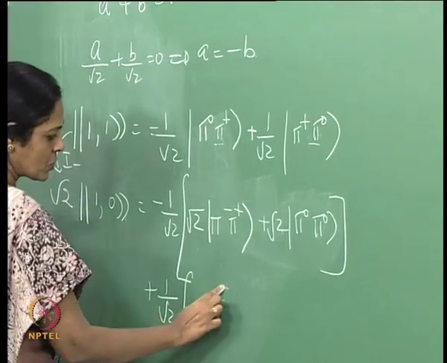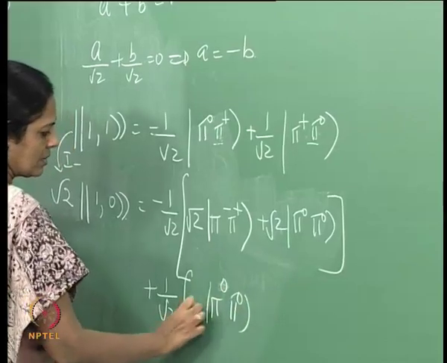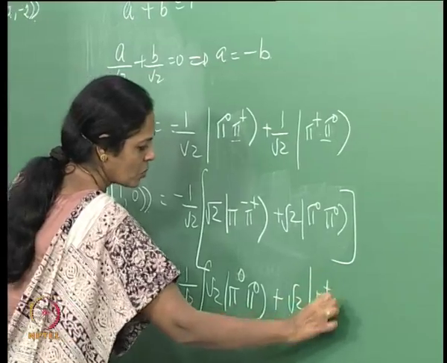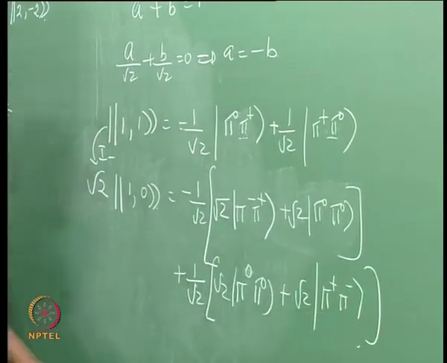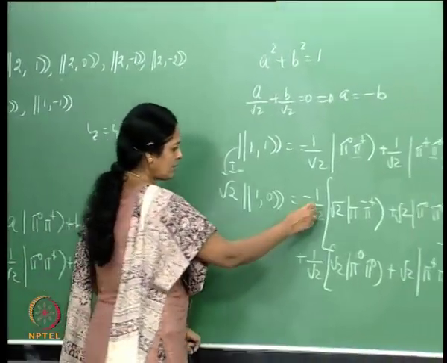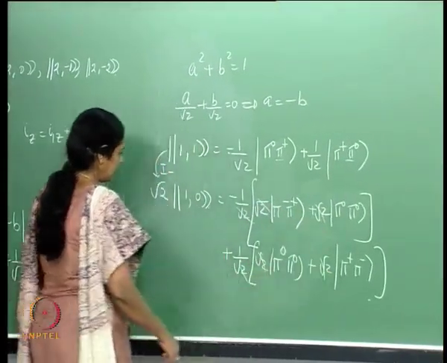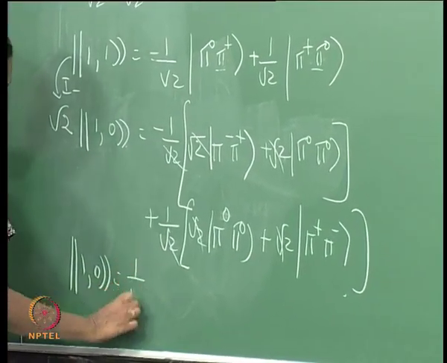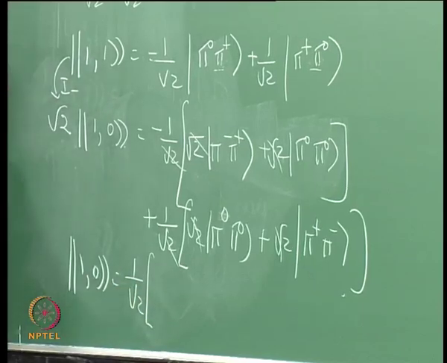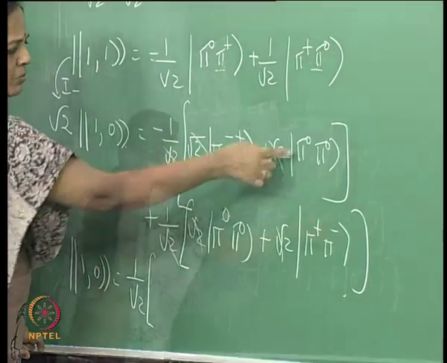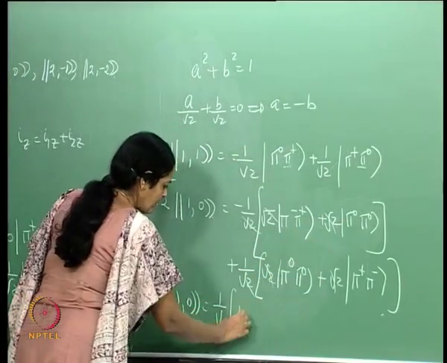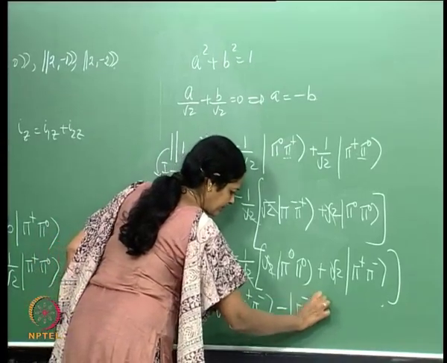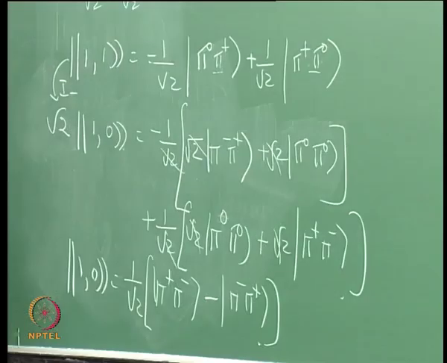Similarly, pi plus goes to pi 0 with a root 2. The last term is pi 0 goes to pi minus with a root 2. Cancelling out the root 2's all over, I have 1 comma 0 is 1 by root 2. The neutral pions do not seem to contribute. I just have pi plus pi minus minus pi minus pi plus. This is an important point.